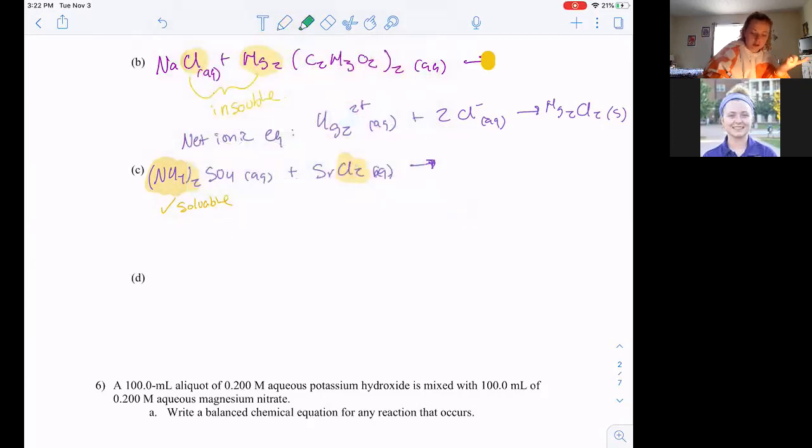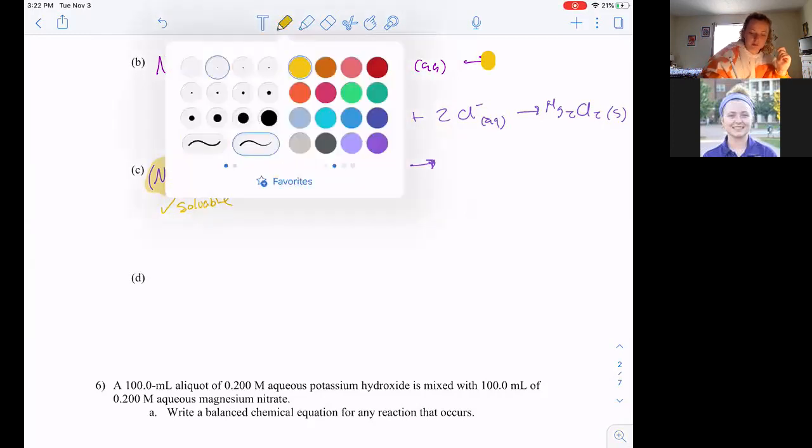Oh, was I reading the wrong thing? I'm sorry, I skipped to the next problem. I said the wrong thing. SO4 is insoluble because SO4 2- is usually soluble, but Sr 2+ is an exception. So this and this, when those mix together, is not soluble.